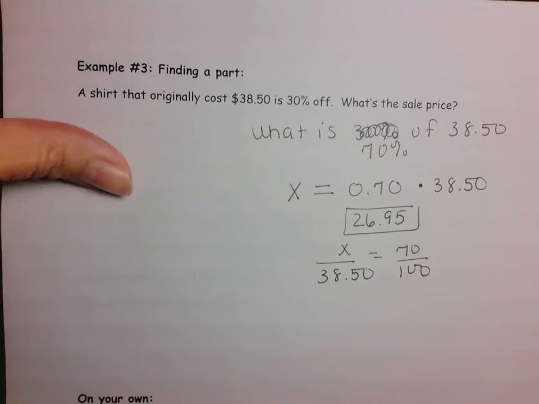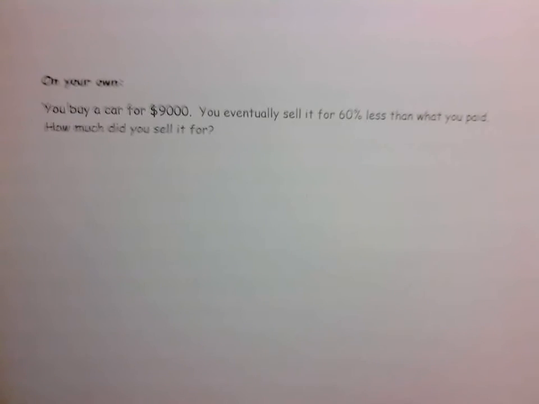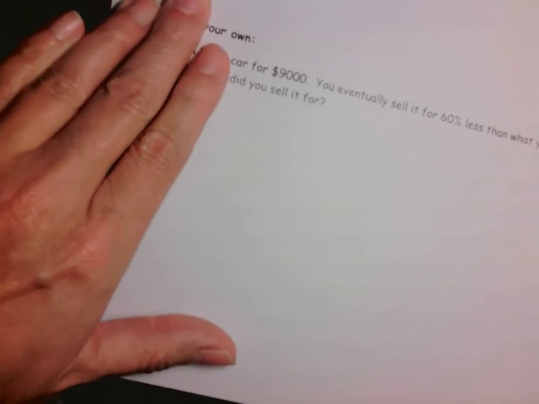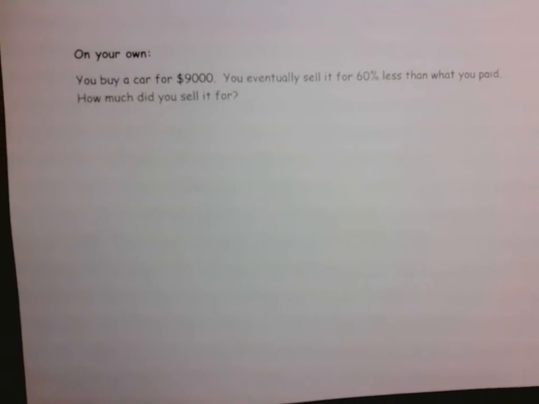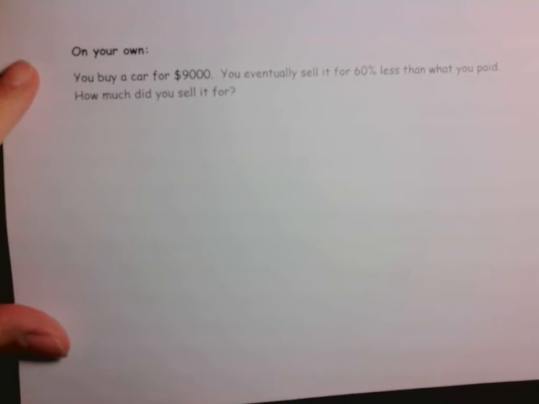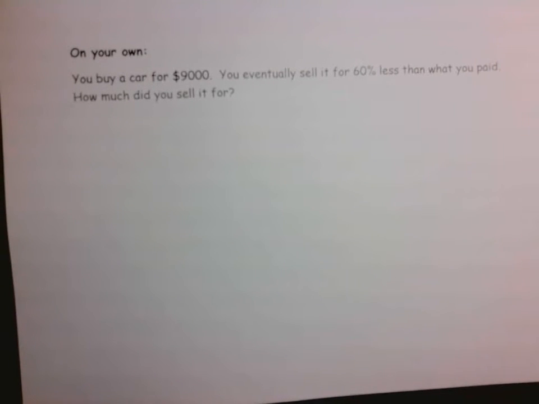Okay, so let's look at your example here. You're on your own. You buy a car for $9,000 and you eventually sell it for 60% less than what you paid. How much did you sell it for? Okay, so let me work it out for you. You buy a car for $9,000 and you eventually sell it for 60% less.